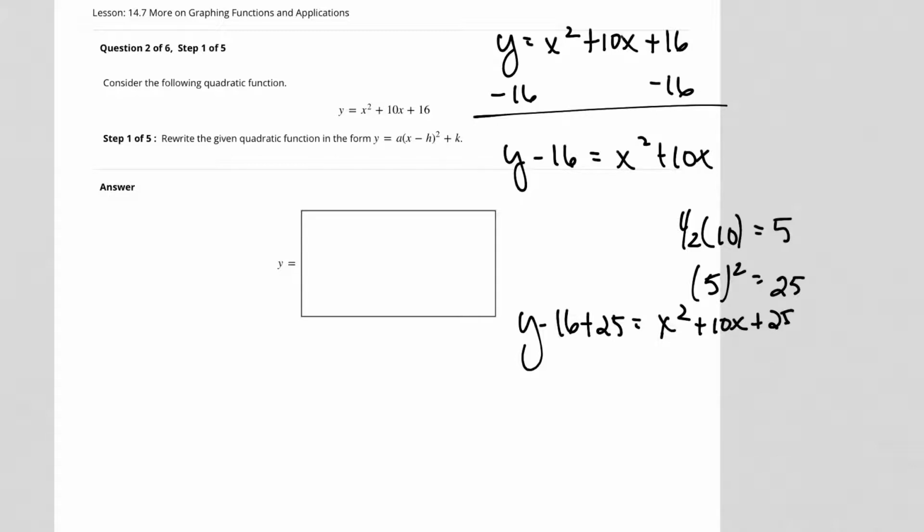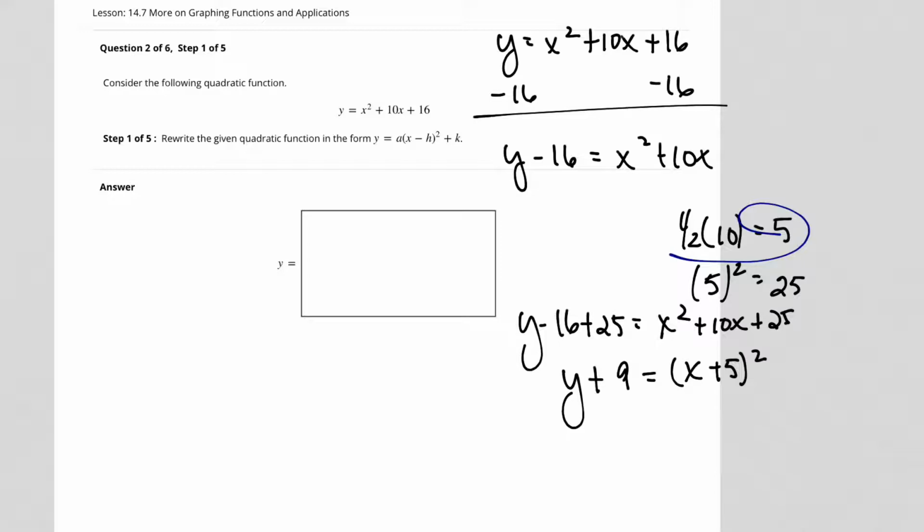Simplifying things a little bit over here on the left, negative 16 plus 25 is 9, so y plus 9 equals, and then x squared plus 10x plus 25 is going to factor into x plus 5, that quantity squared. Remember, that's our factor.